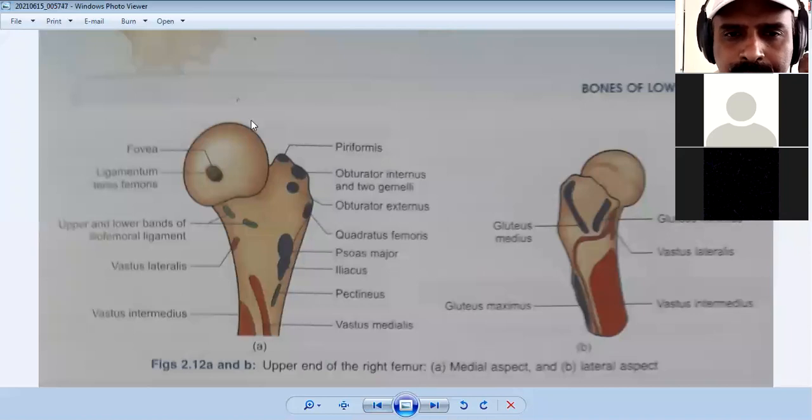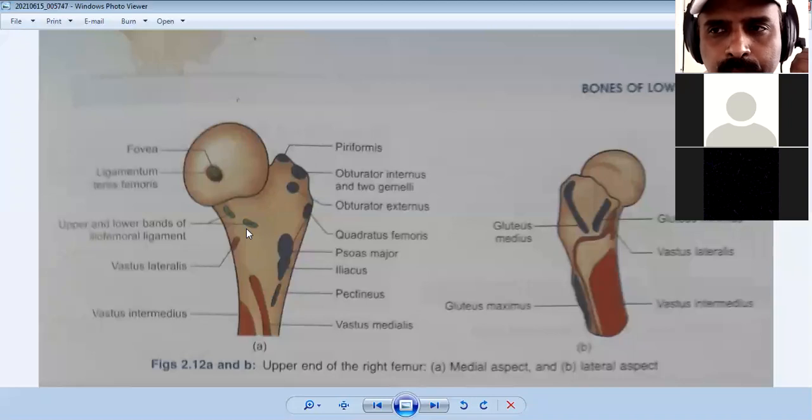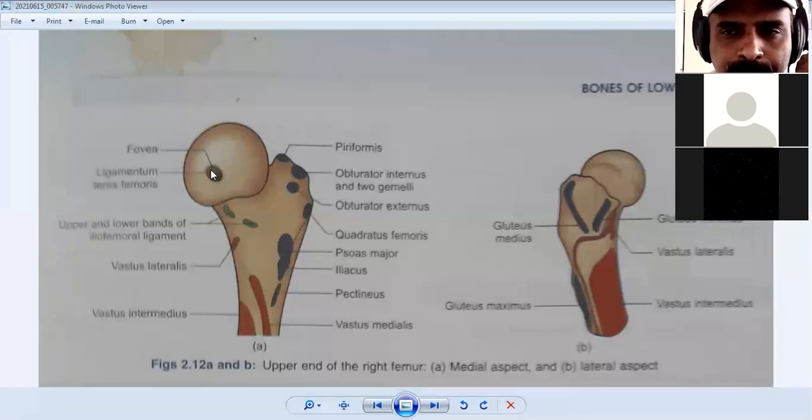So when you consider the upper end of the femur, we are going to remember the attachments from the upper end. At the head, there is a depressed part in the center, which is called the fovea. This is the fovea capitis at the upper end, on the head. Now I am starting with the attachments of the femur, including muscle attachments.